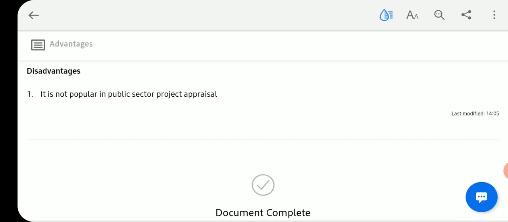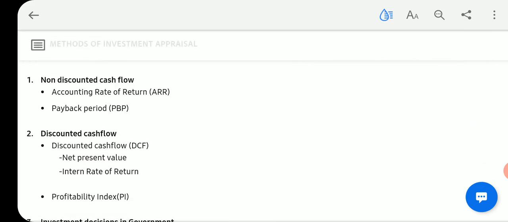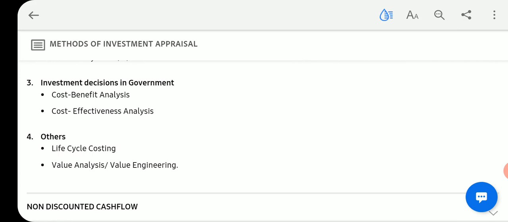So having done that, in our next class we'll be looking at investment decisions in government, where we have cost benefit analysis, cost effectiveness analysis, and we'll be looking at other methods of investment appraisal, which include life cycle costing and value analysis.